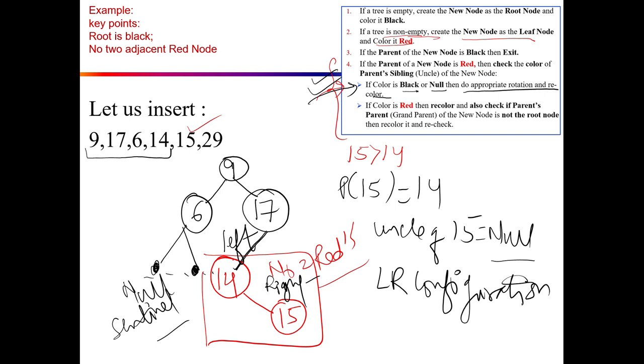Whenever we have an LR configuration, the first thing we do is we rotate towards left. So the node which is placed at the right hand side, we rotate it towards left. And when we rotate it towards left, the scenario which we will get is this scenario. I will make it again for simplification purposes.